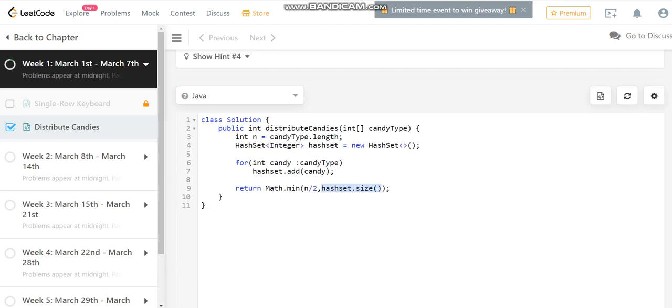Talking about the time complexity, it would be big O of n because in the worst case we would have to traverse the candyType array once. And also as we have taken a hash set, the space complexity would also be big O of n in the worst case. So time complexity is big O of n and the same is the space complexity as well.